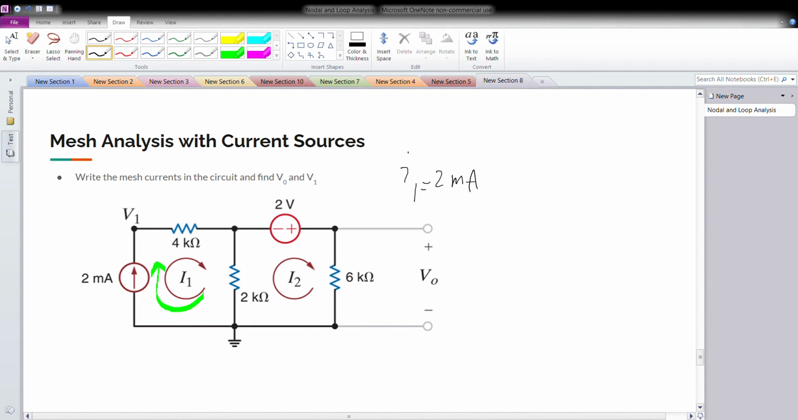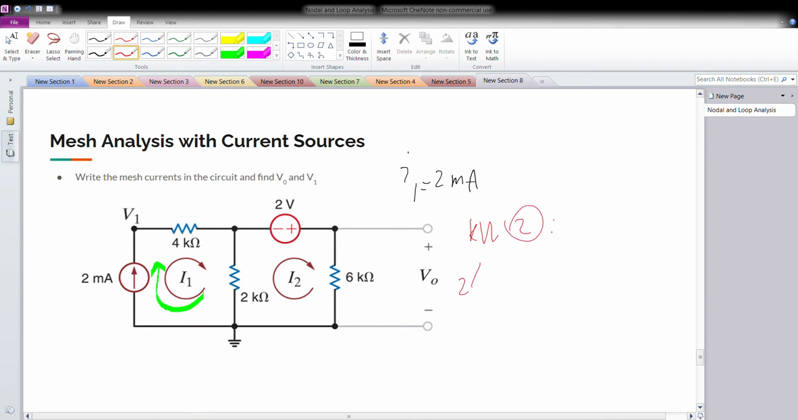So if you have a current source on a loop that's only for that loop, and your loop current is defined in that direction, it gives you basically your loop current. And the whole purpose of doing the loop analysis is to solve for the loop current. So if your current source already gives you the loop current, then you can basically skip writing a KVL for that loop. In this case, because the 2 milliamp current source gives me I1, I can skip writing a KVL for I1, and just go ahead and do one for I2, or for loop 2. So for loop 2, I'm going to do a KVL.